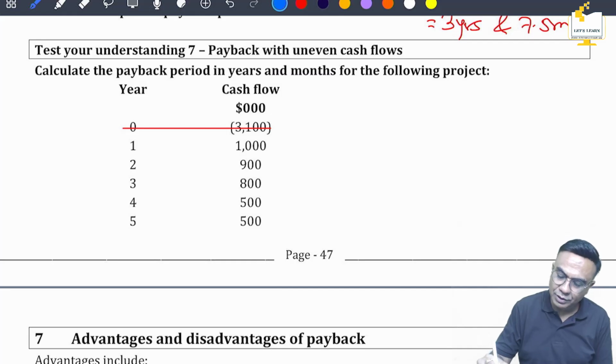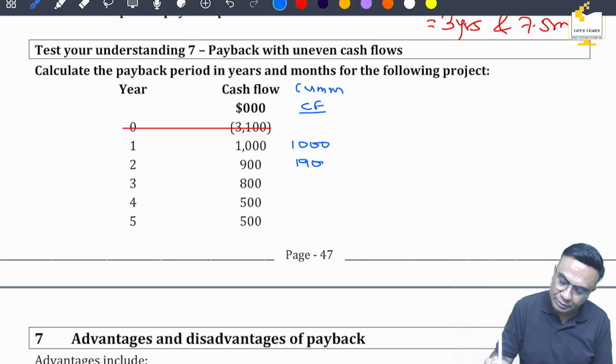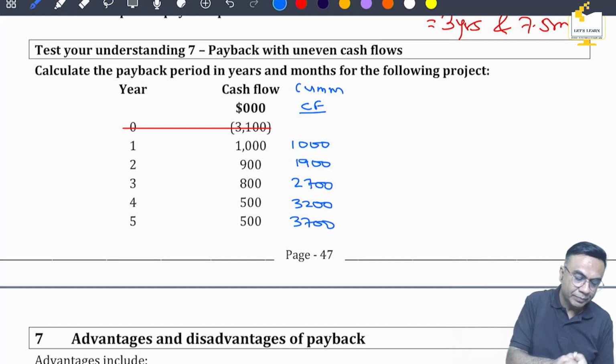What you have to do is you have to write cumulative cash flows. So 1000 plus 900, so 1900, plus 800, so 2700, plus 500, so 3200, and then 3700. Okay.